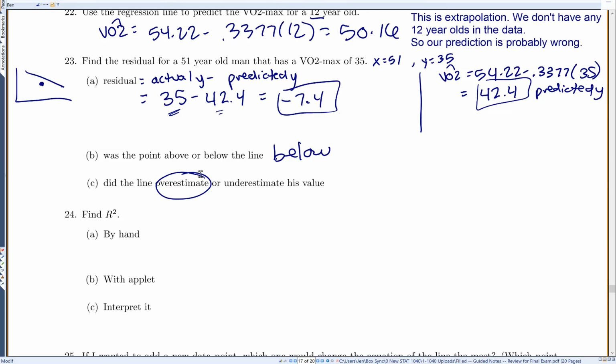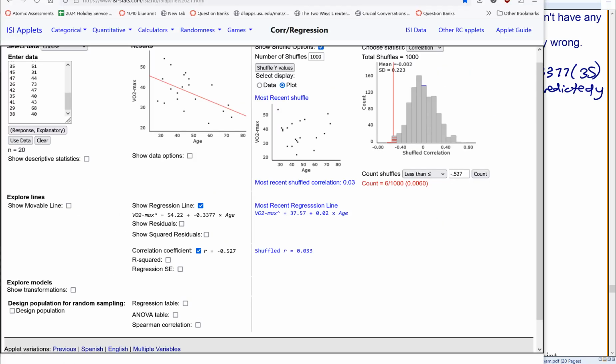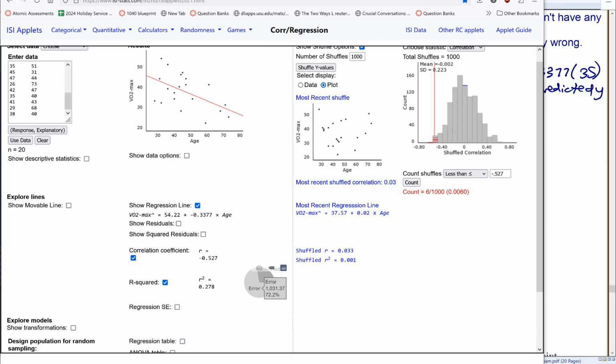Okay. Now, let's find r squared. We can do it by hand. We just square our correlation r. So you take your correlation and square it. So we do the negative 0.527, and we square it. And it gives me 0.277. I can also find it with the applet. So coming to the applet, I just click r squared. And it gives me 0.278.